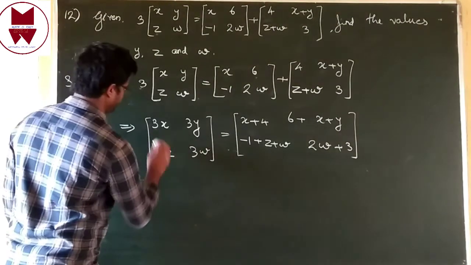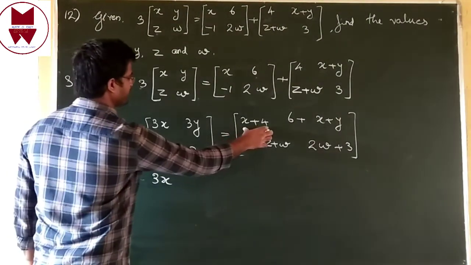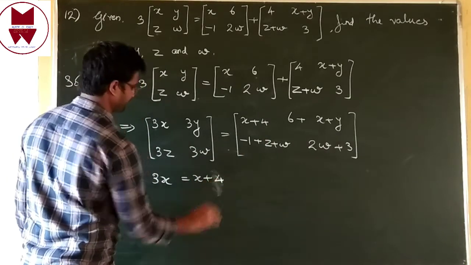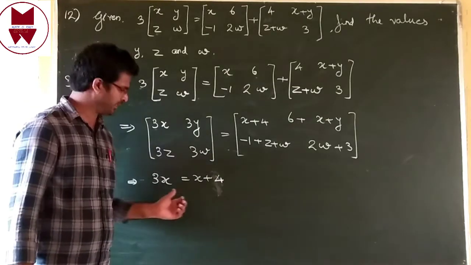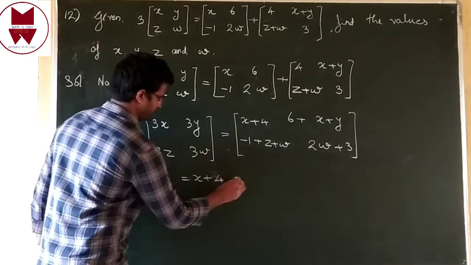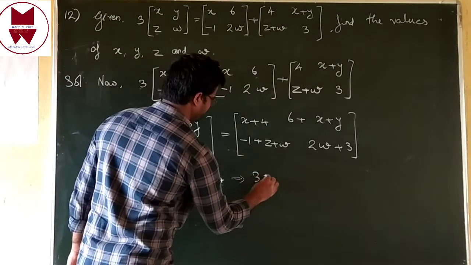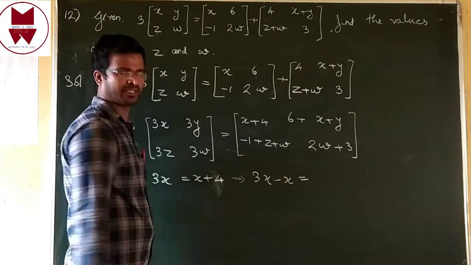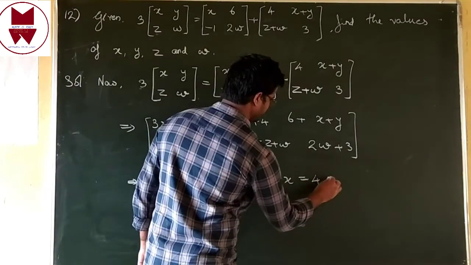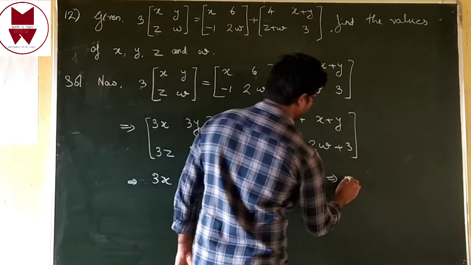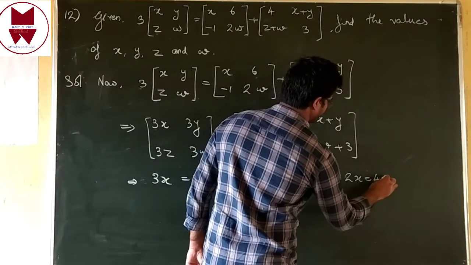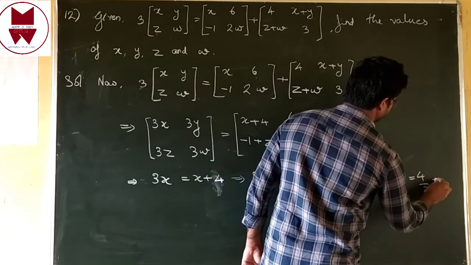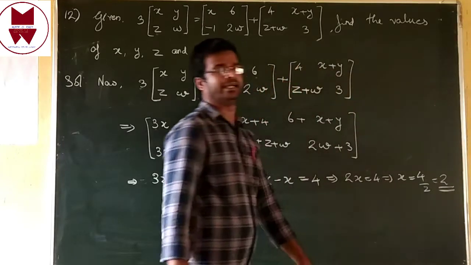That means the first equation: the first element is 3x, and here the first element is x plus 4. Then in here only one variable x is there, so directly we can find it. 3x, this x bring to left side, that will be minus x, equal to what is remaining, 4. So 3x minus x is 2x equal to 4, then the 2 bring to right side, that will be divided by 2. We got x equal to 2.